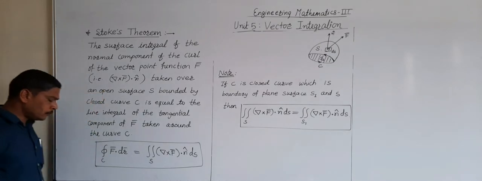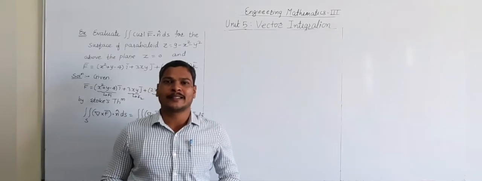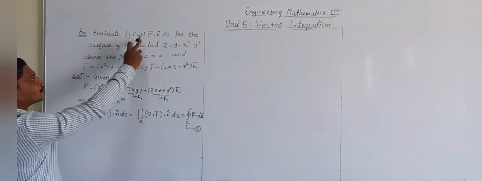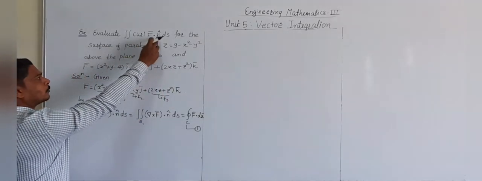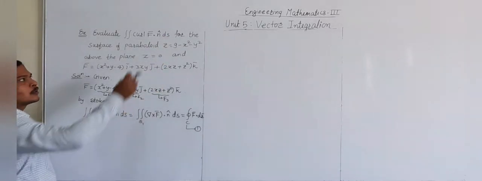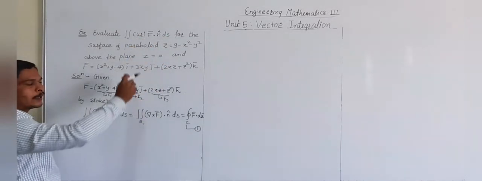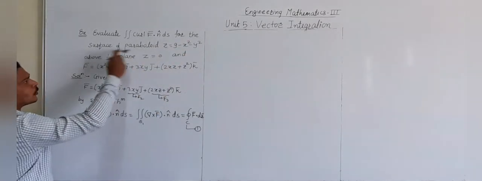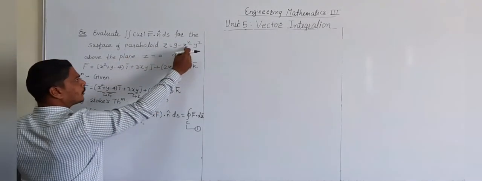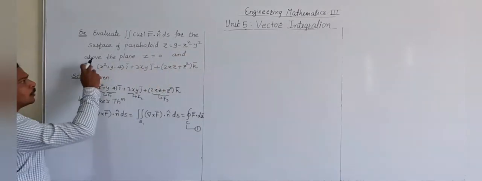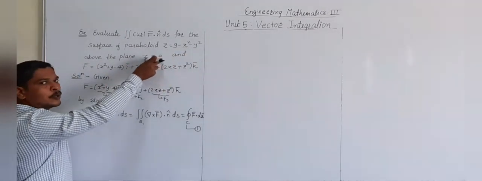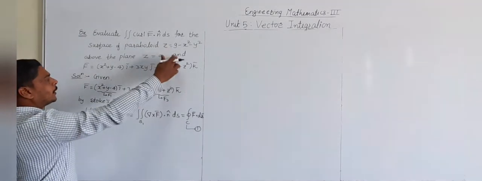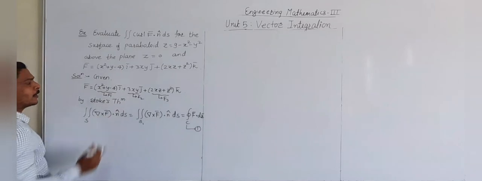Okay. Now let us solve some examples using Stokes theorem. So our first example is: evaluate the double integration of curl of f bar dot n cap ds. So here we are given curl of f bar. That means we have to use Stokes theorem for the surface of the paraboloid z is equal to 9 minus x square minus y square, above the plane z is equal to 0. Z is equal to 0 means the xy plane, above the xy plane. And f bar is this given vector point function.